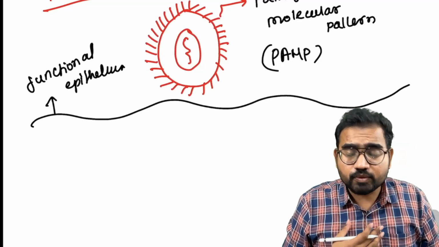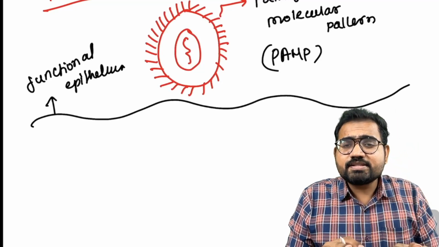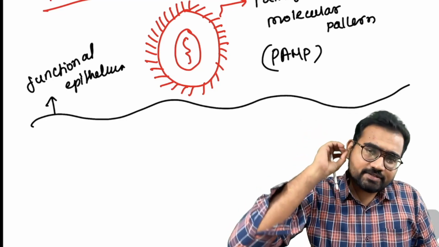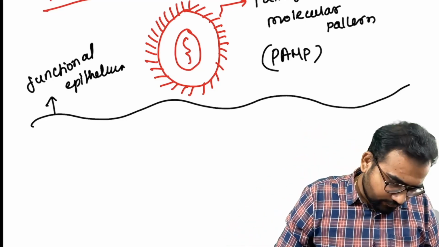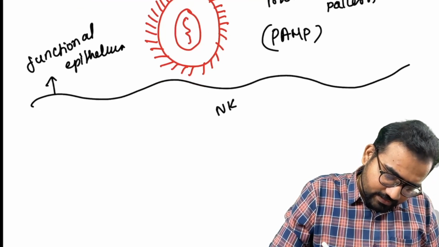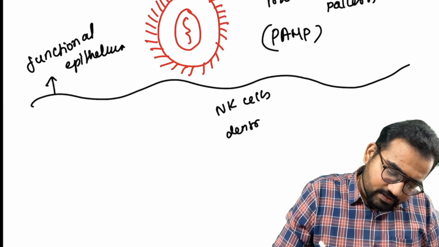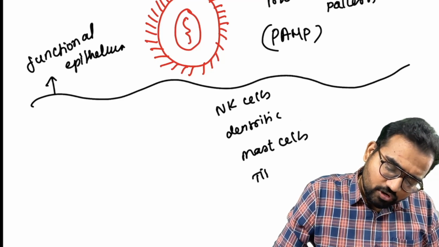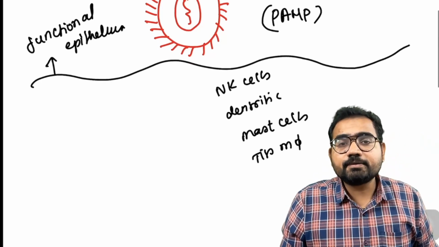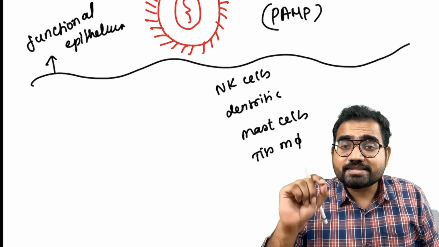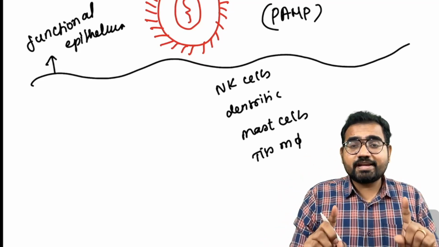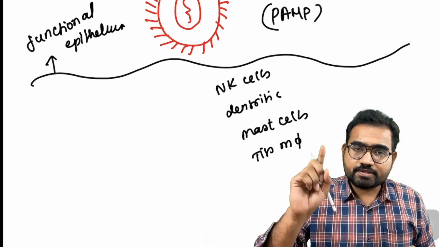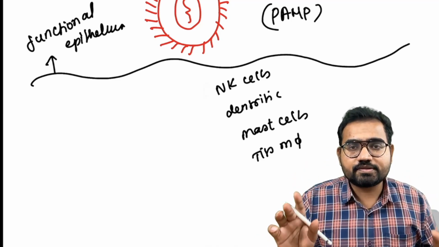So what our body will do is, there will be cells of innate immunity. Do you have any different cells in your epithelium? Obviously you will have. We will have cells of innate immunity in the epithelium, say for example, natural killer cells, dendritic cells, mast cells, tissue macrophages, all these will be present in the epithelium. What is the first line of barrier? Epithelium. Which is the first line of defense? Neutrophils. First line of barrier is different, first line of defense is different.